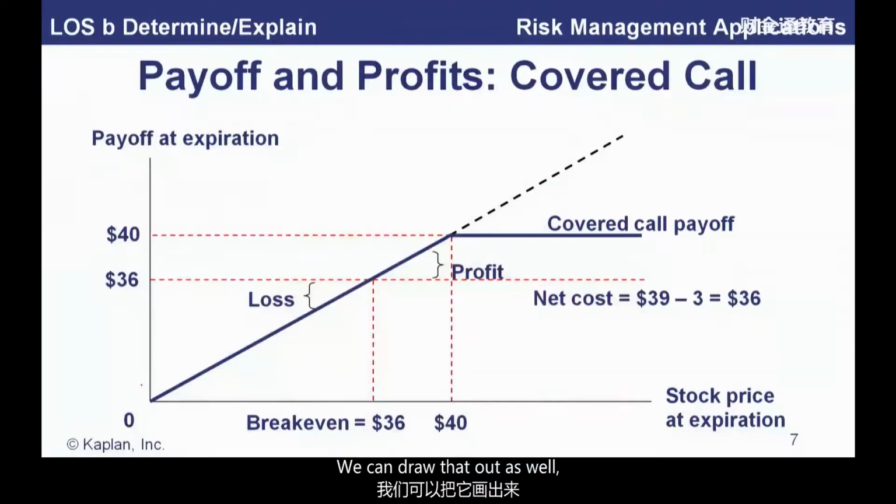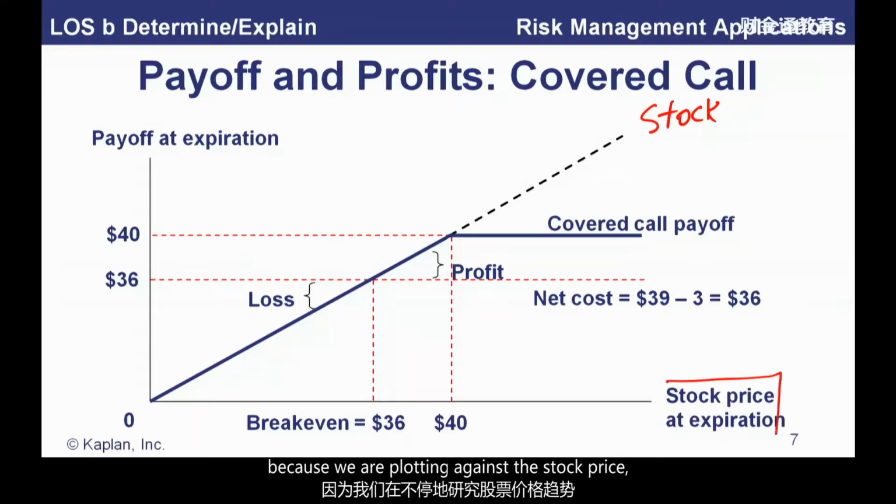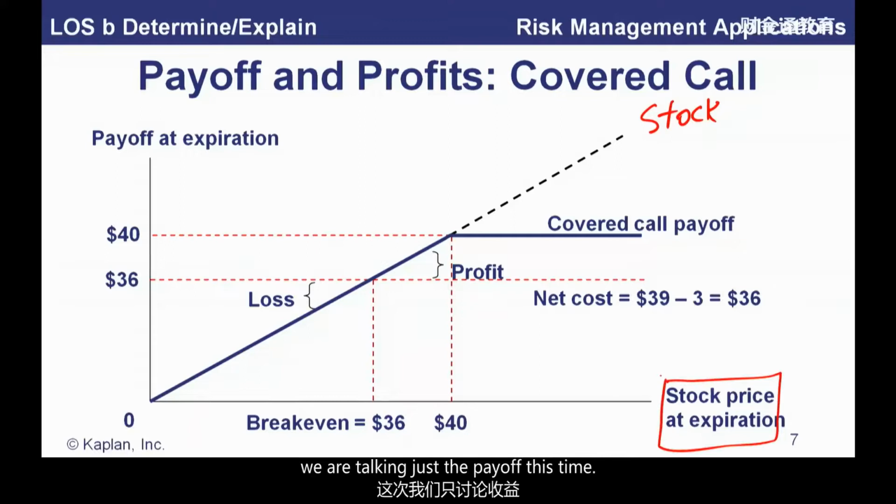We could draw that out as well. Here is the stock. We own a share of stock. We bought a share of stock. And so that's just our 45-degree line, right? Our payoff is dollar for dollar because we're plotting it against the stock price, and we're talking just the payoff at this time. Now, what if we sell this call?